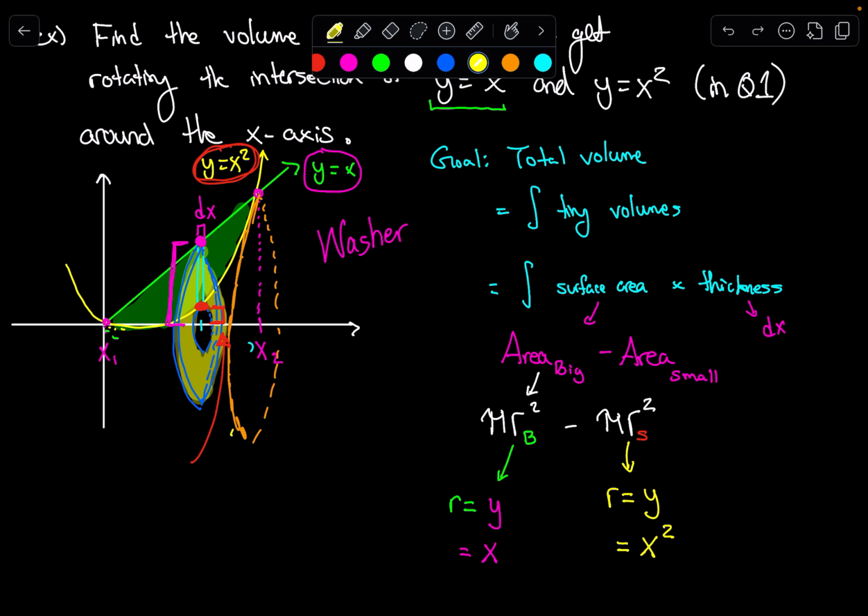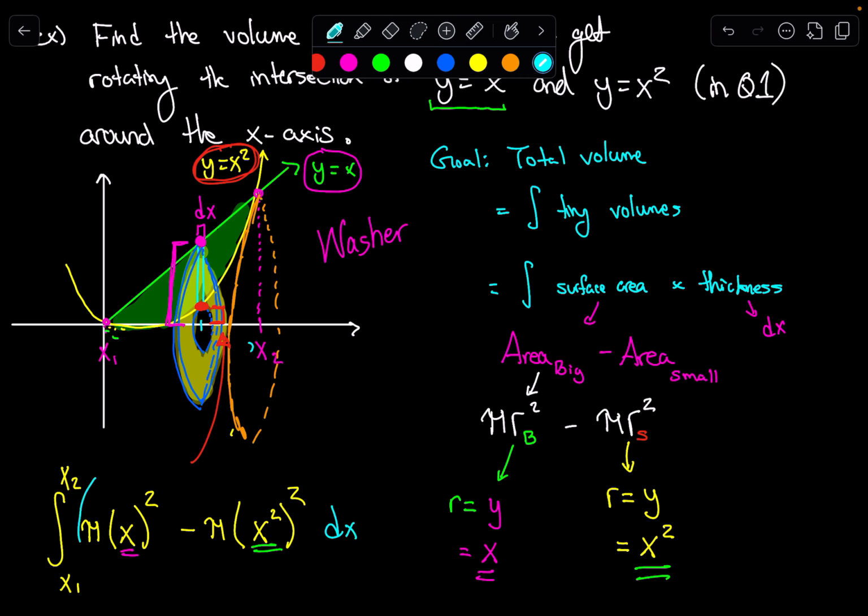So we're almost done. We have the radius, we have the thickness. The only thing that's missing are the bounds, right? If I were to set up this integral right now, we would have an integral from the first x value to the second x value of pi times x squared, and then minus pi times x squared, right? Where this is the x value here, and this x squared is coming from our other radius right there, and then we slap on a dx right at the end.